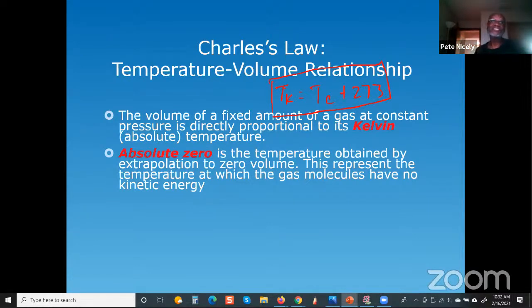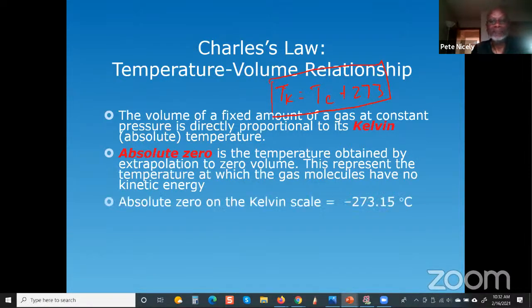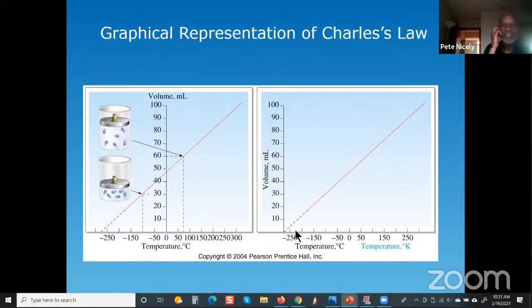And to the best of my knowledge, and I need to look this up, but to the best of my knowledge, absolute zero has never been achieved in this context, all right? But it's a theoretical concept that is predicted based on what Charles' law suggests, all right? So as a result, absolute zero on the Kelvin scale is equal to minus 273.15 degrees Celsius. And what that means is 0 Kelvin is minus 273.15 degrees Celsius. Okay, so let us get to this graph here, which shows you how that relationship came about.